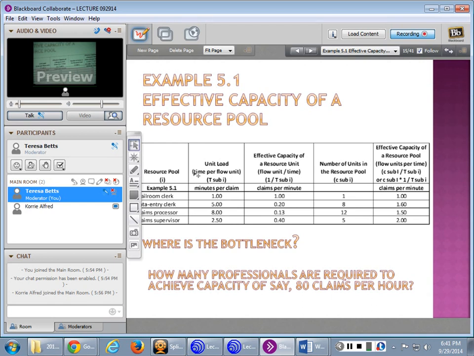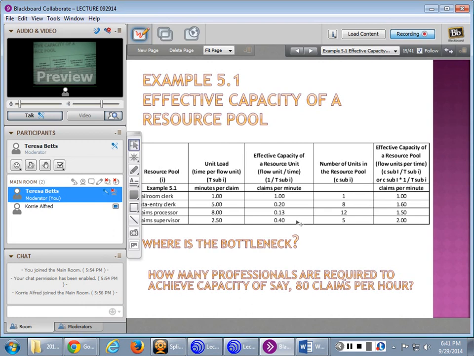Again, in the simplest example, we go resource unit, unit load, effective capacity. Effective capacity is the inverse of our unit load. So 1 divided by 1 gives me one claim per minute. A data entry clerk is 1 divided by 5 minutes, so it takes 0.2 of a claim per minute. The claims processor is 1 divided by 8, or 0.13, and a claims supervisor is 1 divided by 2.5, or 0.40.